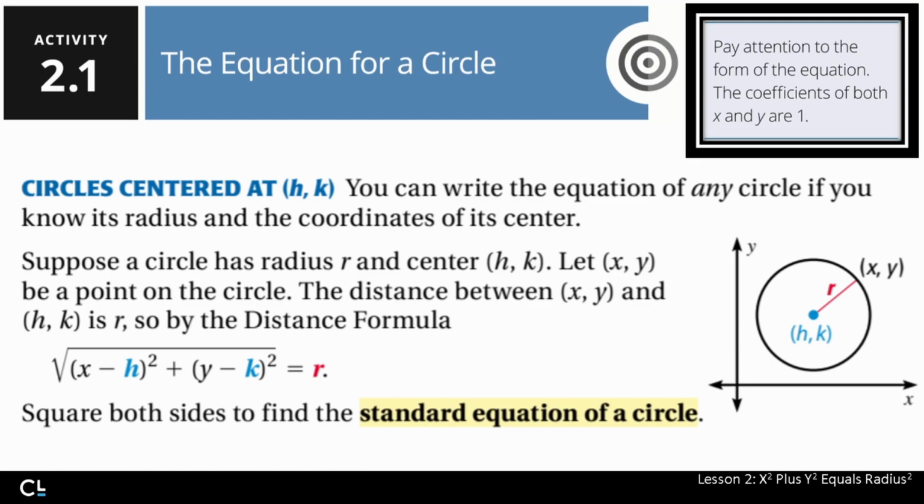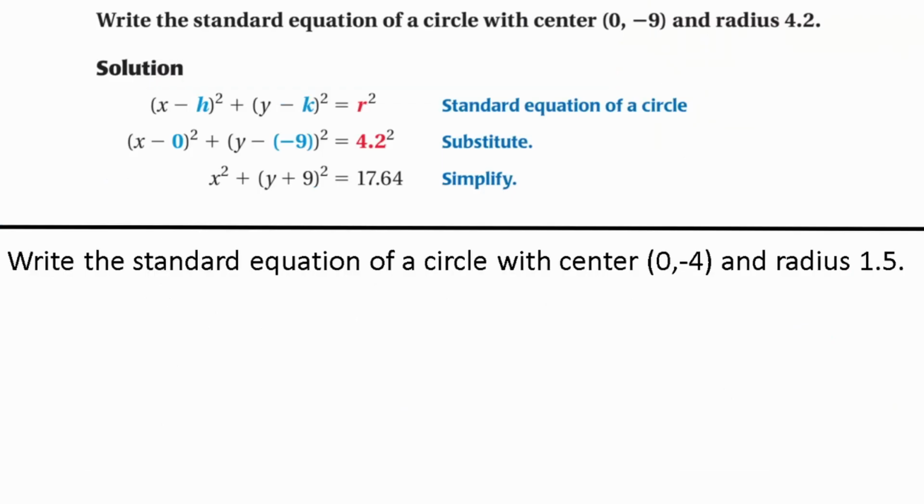So square both sides to find the standard equation of a circle, right? So let's see what this looks like, and let's get an idea of what's going on. We have an example up top. It says write the standard equation of a circle where the center is at (0, -9), and the radius is 4.2. So right here is our super notes.